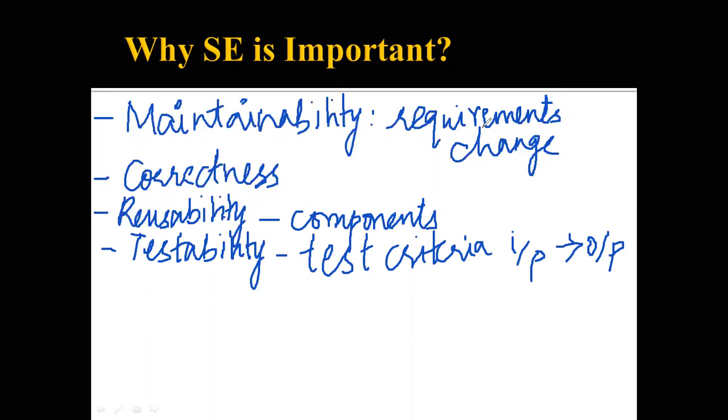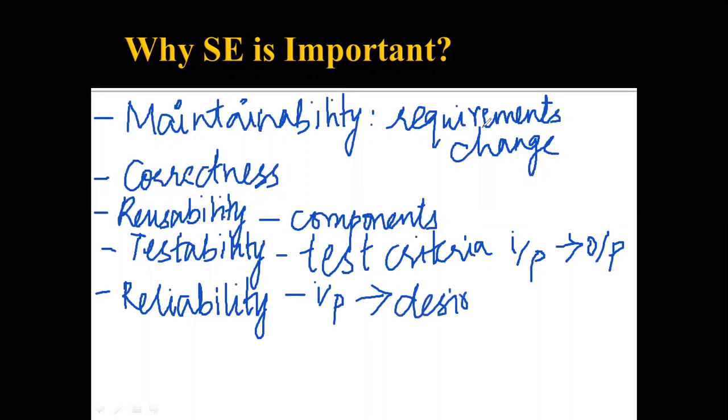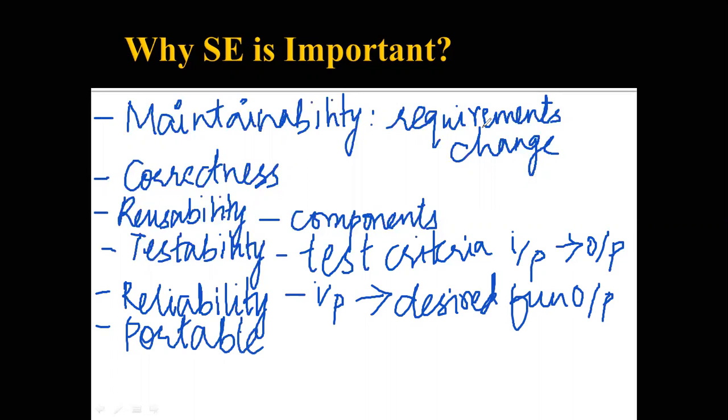Then reliability. What is reliability? Reliability means that when you give a particular input to the software, it is going to ensure that you get your desired function as your output. Desired function should be your output. That is, your software should be reliable. Then it should also be portable. Portable means it should be software that can run on different operating systems.